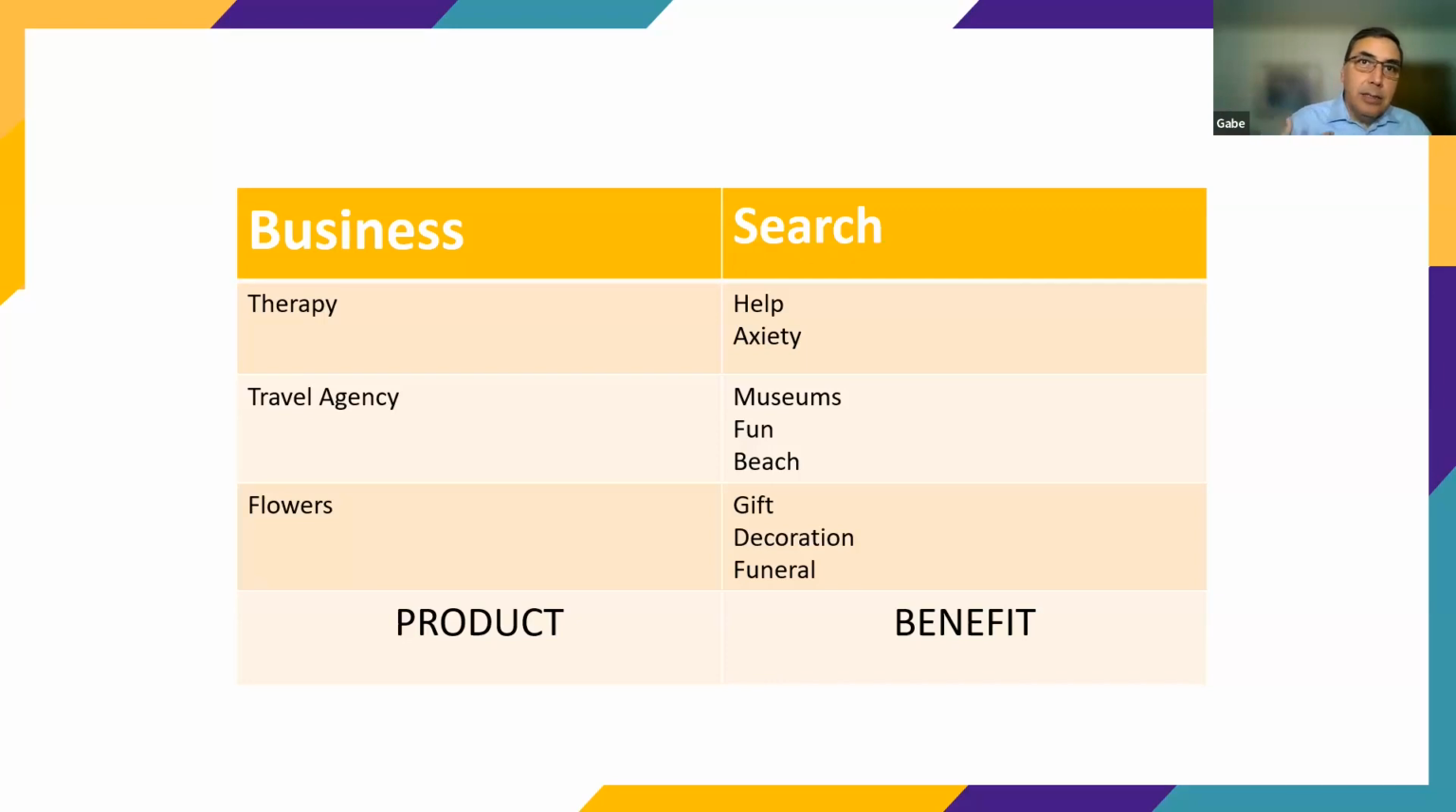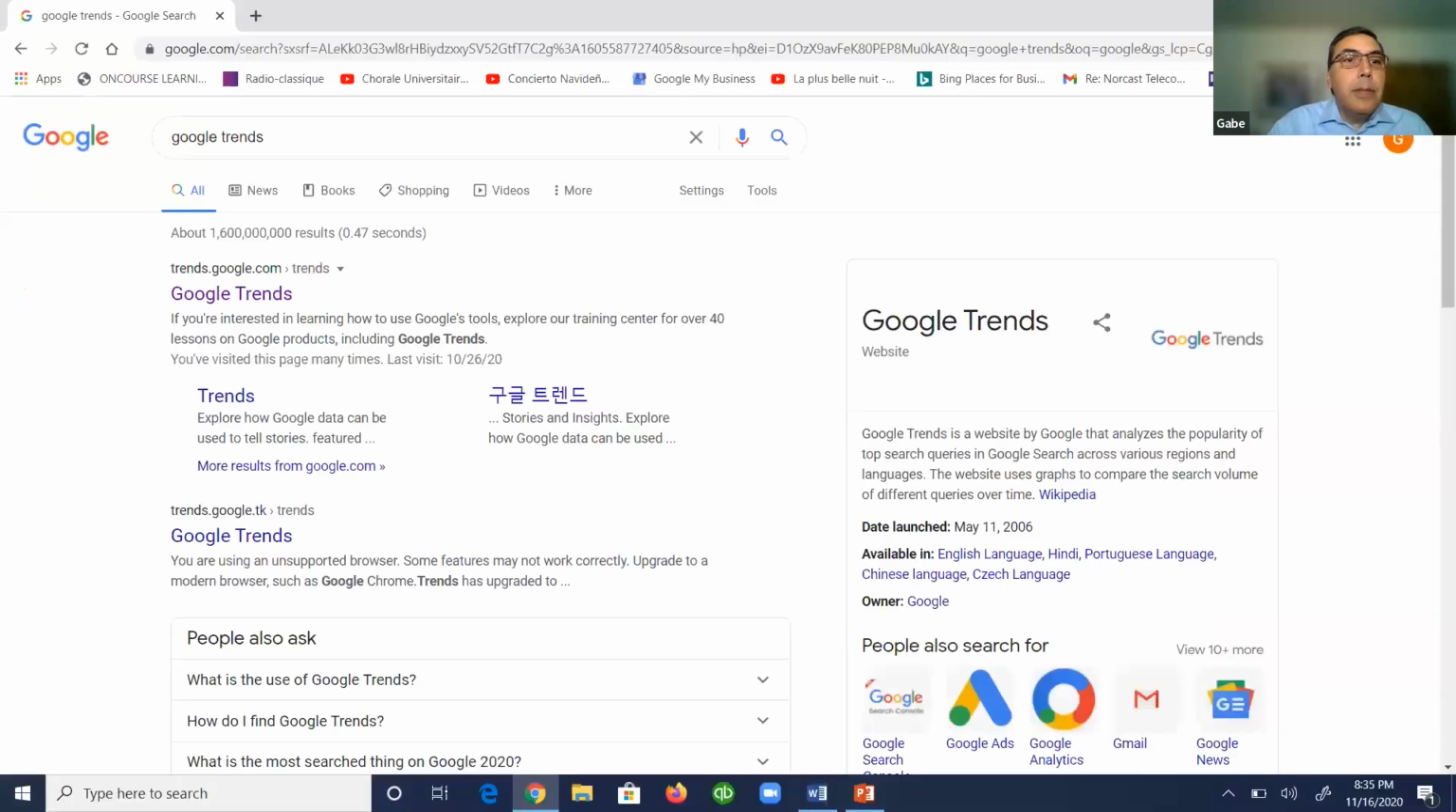And this is an exercise that we do in marketing. What is the benefit? Why are people buying what they're buying? Why are people looking for what they're looking for, and what words are they using? That is important for you when you start developing your website.